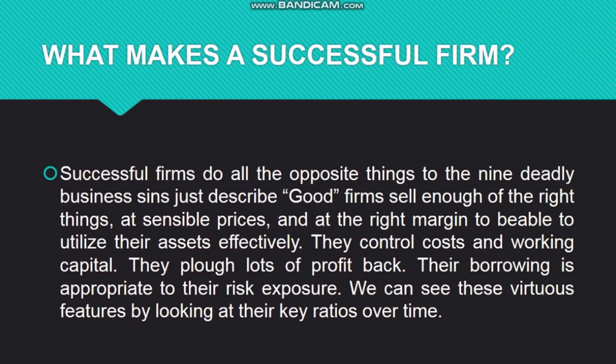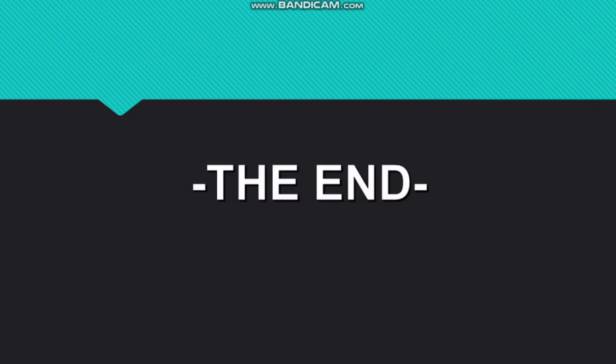Next is what makes a successful firm. In contrast to failure, successful firms do all the opposite of the nine deadly business sins just described. Good firms sell enough of the right things at sensible prices and at the right margin to be able to utilize their assets effectively. They control cost and working capital. They plow lots of profit back. Their borrowing is appropriate to the risk exposure. We can see these virtuous features by looking at their key ratios over time. That's all.